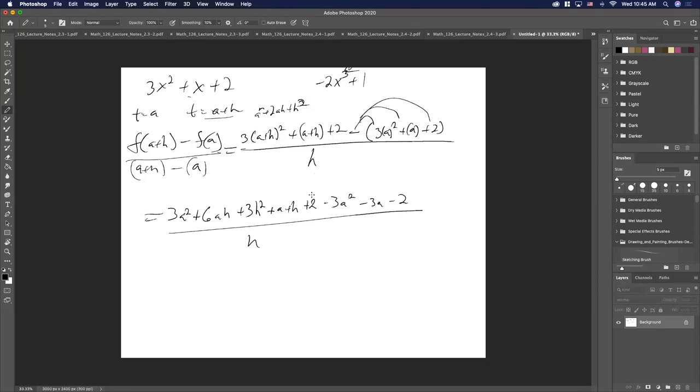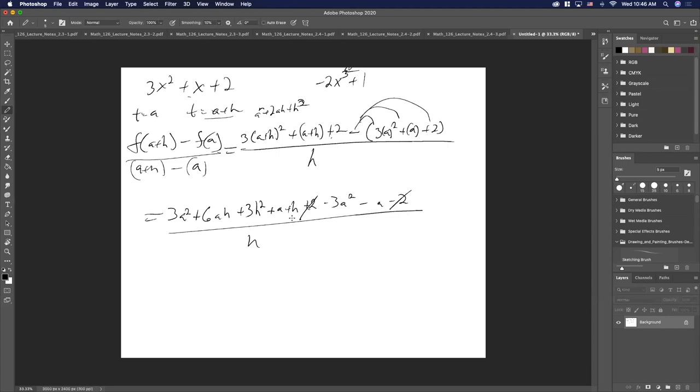This should be a positive 2. Sorry about that. So here, I have a negative 2 and a positive 2. I can cross those two out. This should not be 3. This legit shouldn't be a 3. I'm distributing things that don't exist. The negative goes into here.